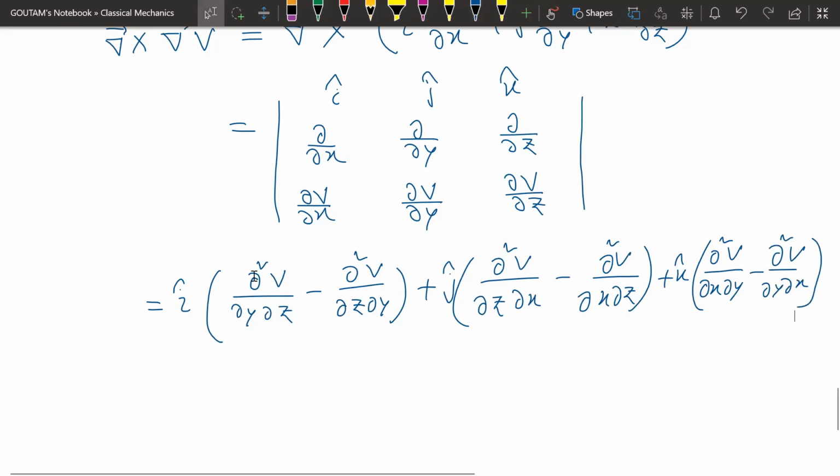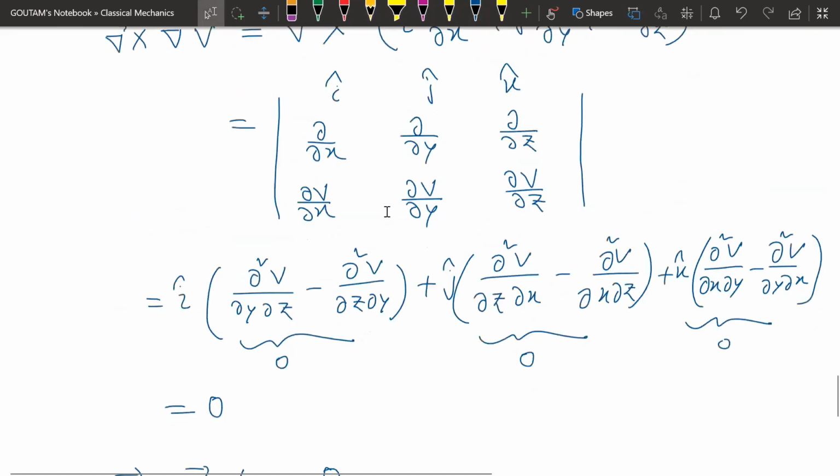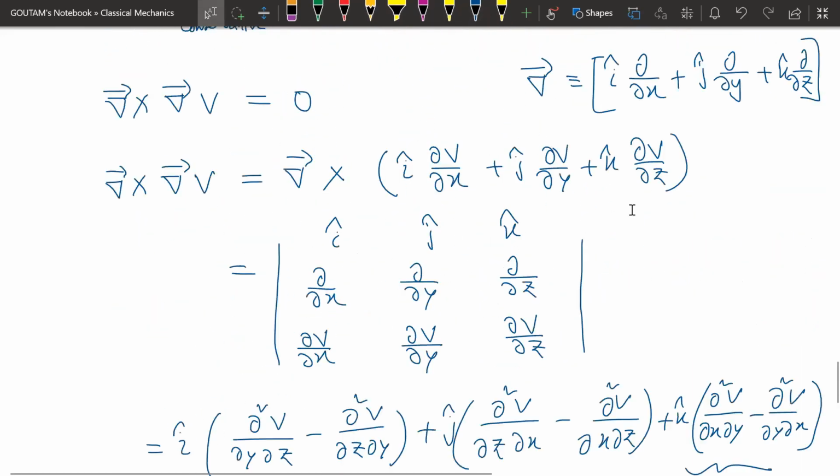Now these are partial derivatives and they can interchange, they can commute, which means this ∂²V/∂y∂z is the same as ∂²V/∂z∂y. Similarly for the other cases. So all these terms are zero, which means the determinant is zero, and which means that the curl of the gradient of any scalar function will be zero. V can be any function. We have not taken any specific form of V.